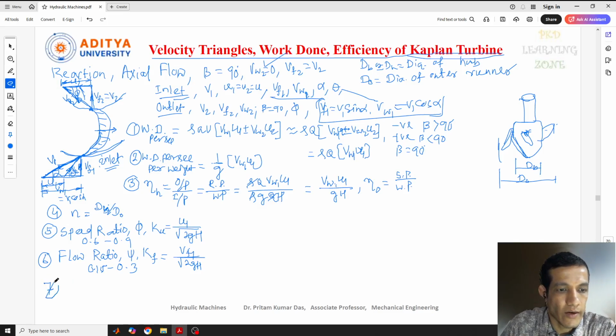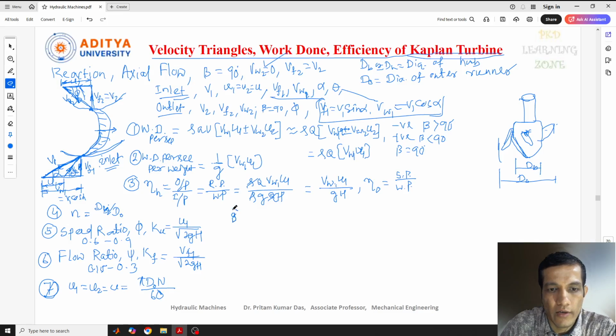Yeah, the next one is nothing but peripheral velocity or tangential velocity, u1 or u2 or u. Also you can write it like pi d naught n by 60. So what is the d naught? We know that it is the diameter of the outer runner part. We can calculate it. This is okay.